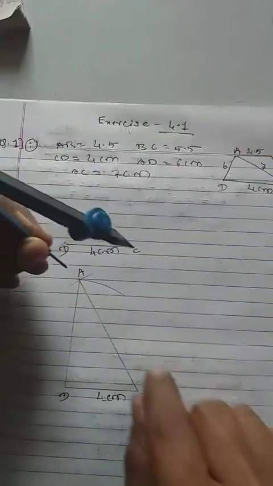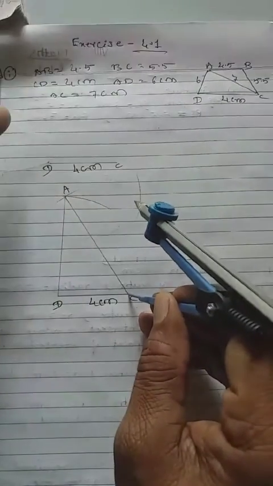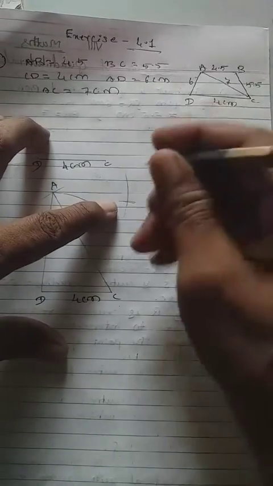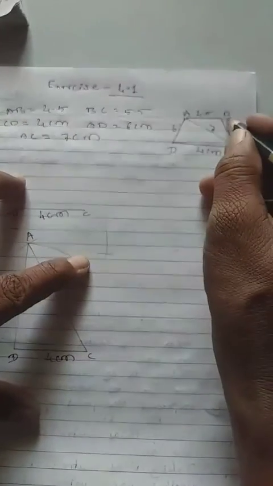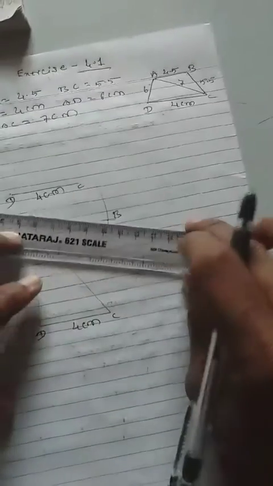With A as center, draw one arc with radius 4.5 centimeters, and similarly with C as center and radius 5.5 centimeters, draw one more arc to intersect the previous one. Now these two arcs intersect each other at this point. Mark this point and represent it by letter B. Now join A to B and B to C.